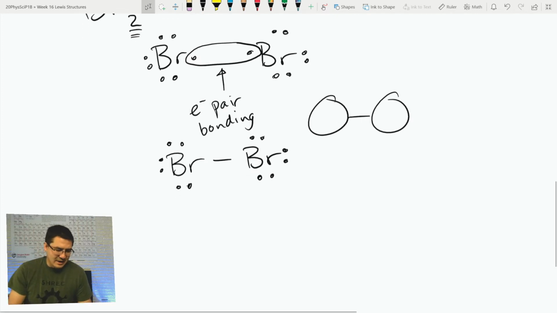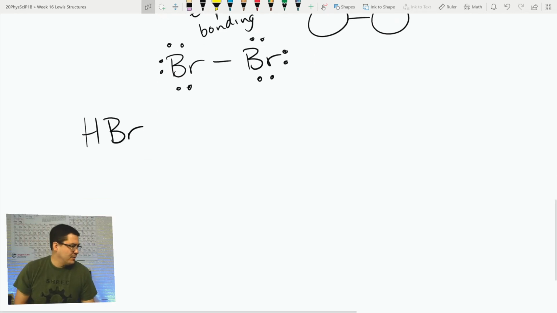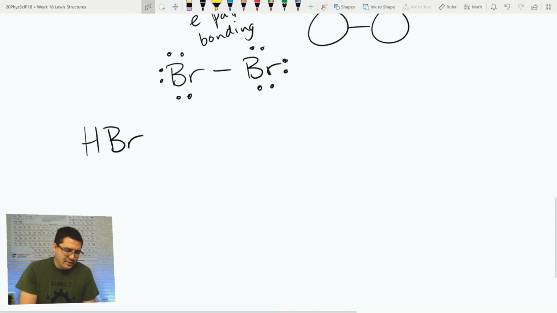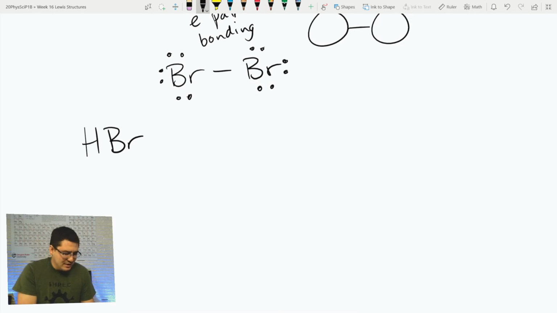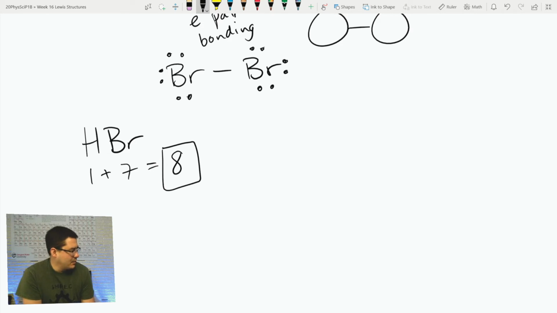Let's try hydrobromic acid. Well, we know bromine has 7 valence electrons. So here's the other way to do it. Instead of drawing each separately, you can just draw 7. And hydrogen is in group 1. So you can take their valence electrons and add them together. So I know I have a total of 8 electrons to work with.